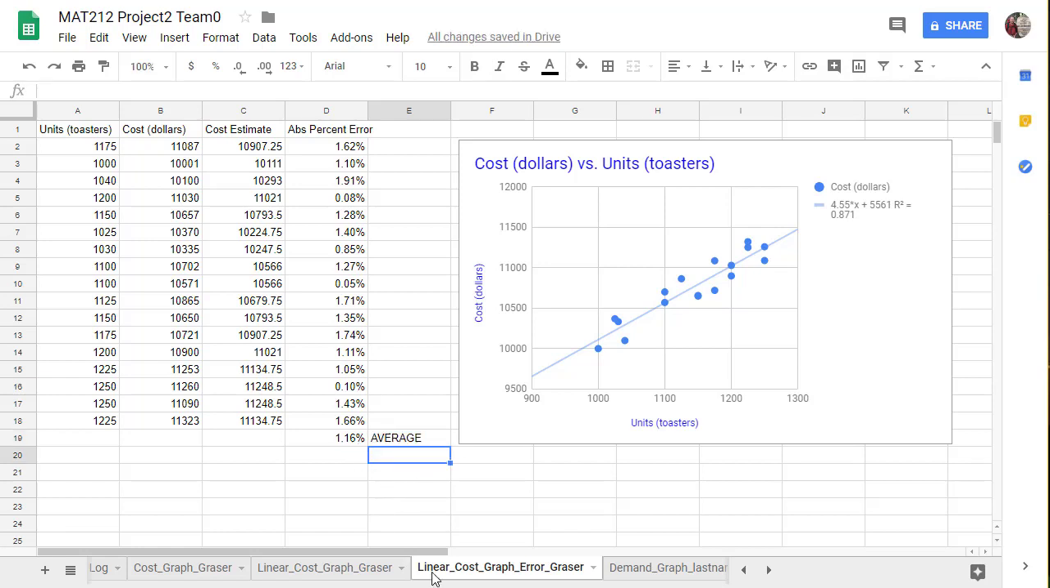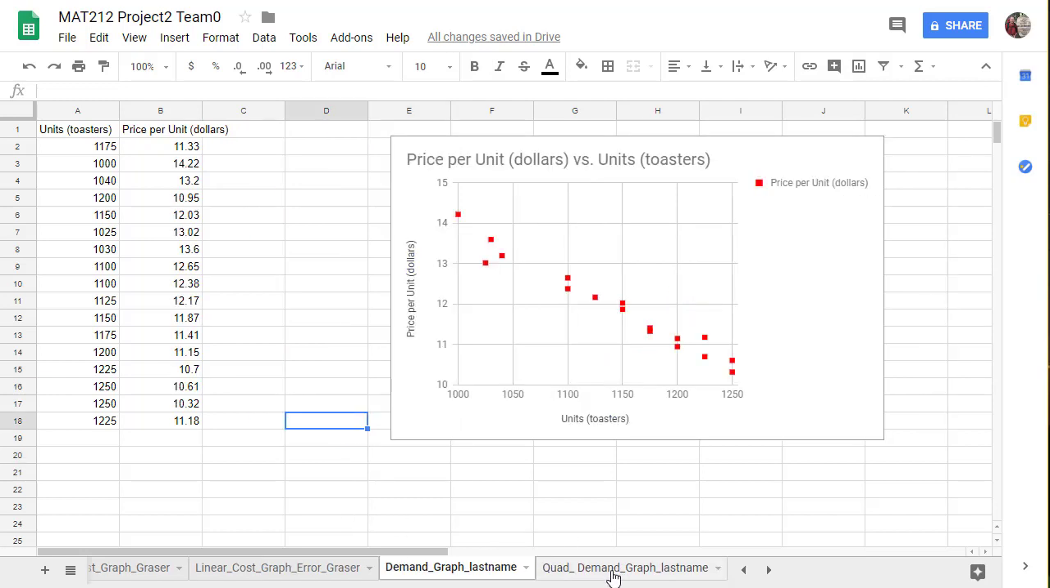So if you did a quadratic cost graph error doing the exact same thing and you got a lower percentage here, that would tell you those points are going closer to the line. And that would probably be a better fit than this one right here. Let me try the same thing over on the quadratic demand graph.